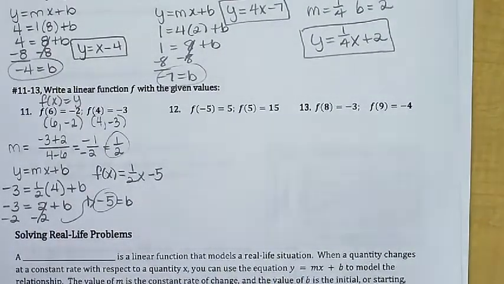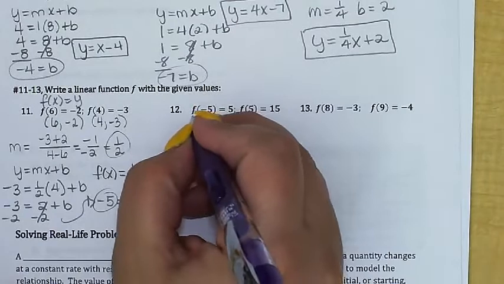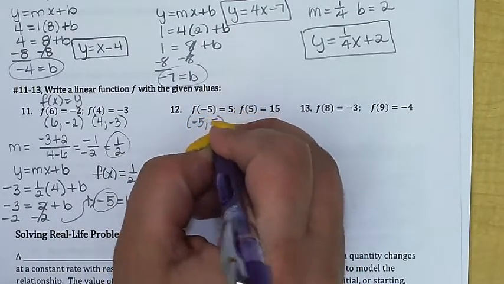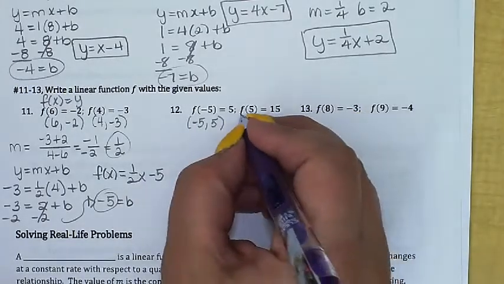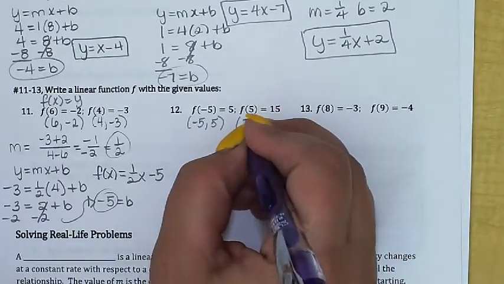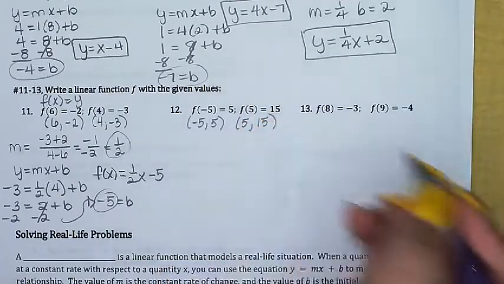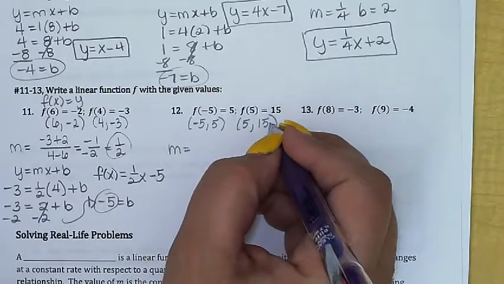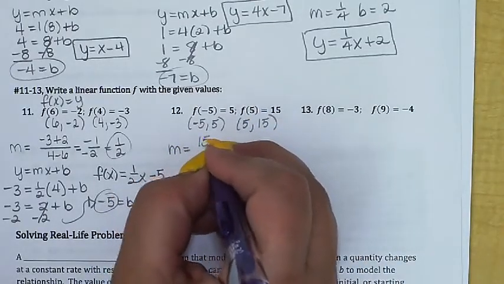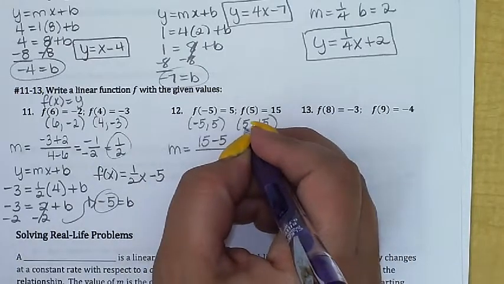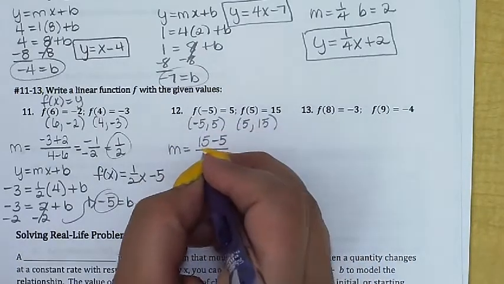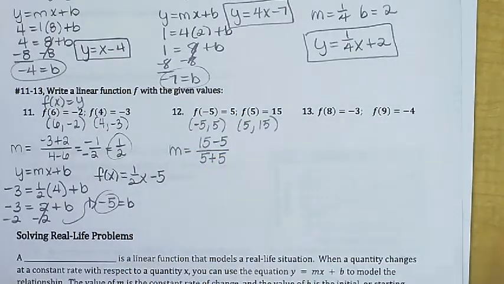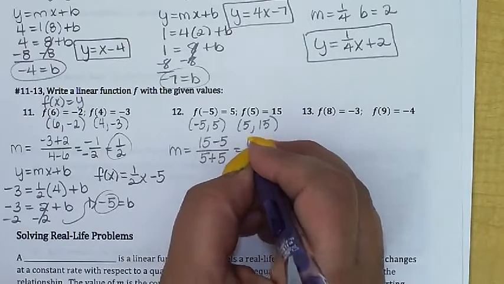All right, let's try this next one. Again, if they give you that f of -5 is 5, all they've told you is that when x is -5, your output is 5. When we say f of 5 is 15, they're telling us that when x is 5, the output is 15. So they're giving us 2 points. Let's find the slope. For the change in our y's, I'm going to do 15 minus 5. And in our x's, x is 5 minus a negative, which becomes a positive. So when we do that, 15 minus 5 is 10.